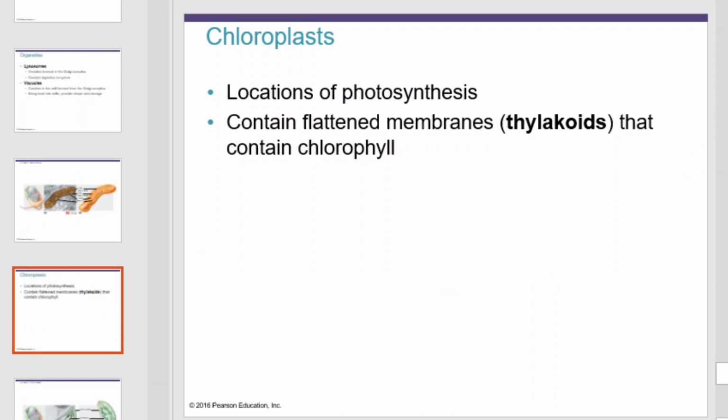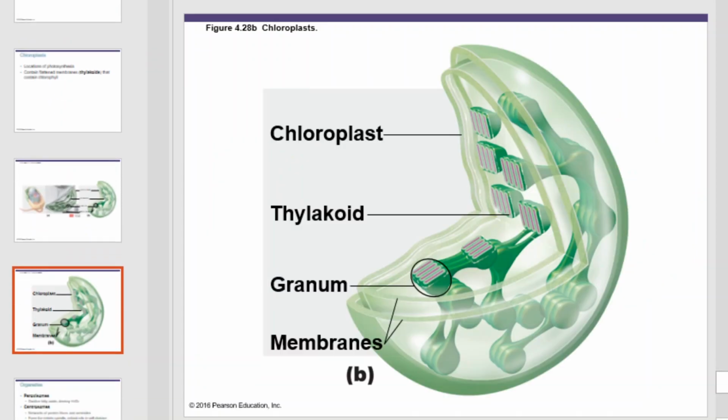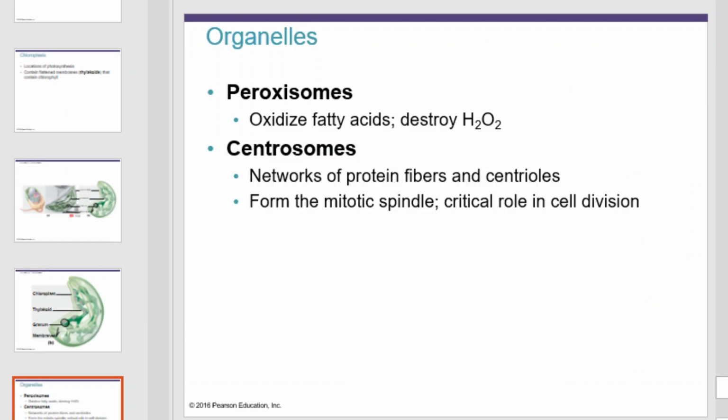Chloroplasts. Chloroplasts are the location of photosynthesis in eukaryotic cells that possess them. They contain flattened membranes called thylakoids, which contain chlorophyll. This is an illustration of a chloroplast. Eukaryotic cells also possess peroxisomes, which oxidize fatty acids to destroy hydrogen peroxide, and centrosomes, which are networks of protein fibers, and centrioles. Centrosomes form the mitotic spindle, which is critical to cell division.